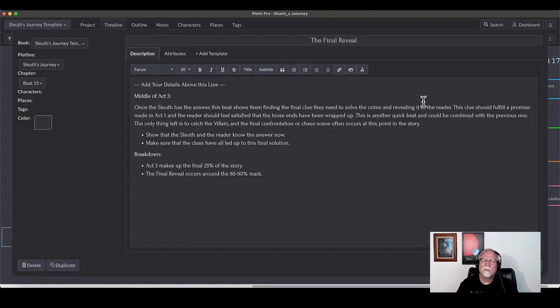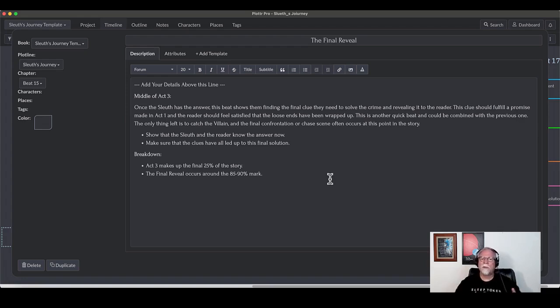Now we have the final reveal. Okay. Once the sleuth has the answer, this beat shows them finding the final clue or the final proof that they need to solve the crime, and they reveal it to the reader. Now the reader knows what's going on. The clue should fulfill a promise made in Act 1.